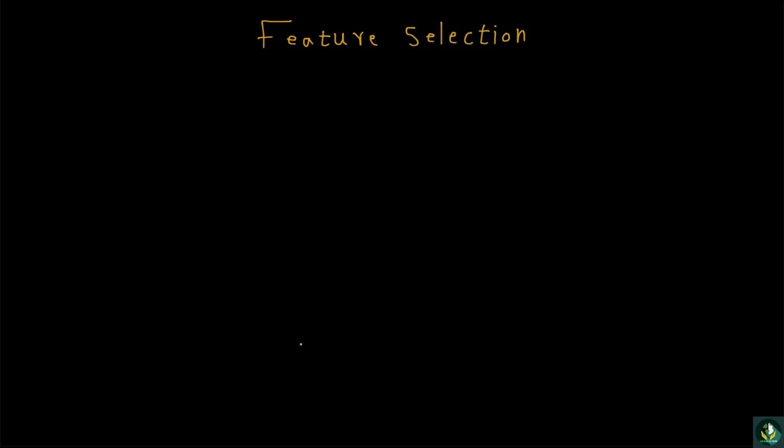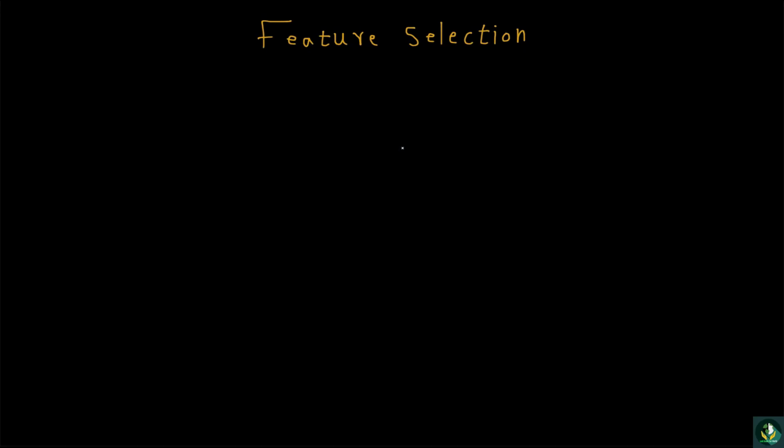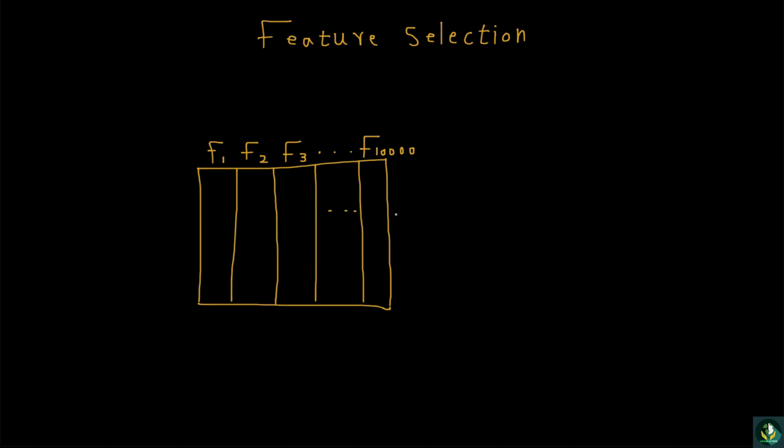Hi everyone. In this section we will talk about feature selection. What is feature selection? It is the process of picking the most useful features for our model. Let's say that we have a dataset with a very large number of features, for example, 10,000 features. When we want to train our model on all these features, our training will take a long time. And at the same time, using this model in the real world will be very slow.